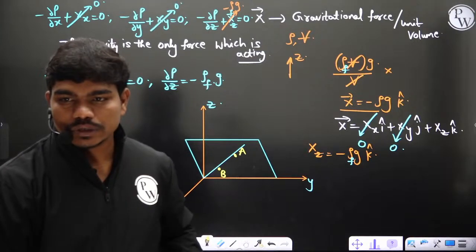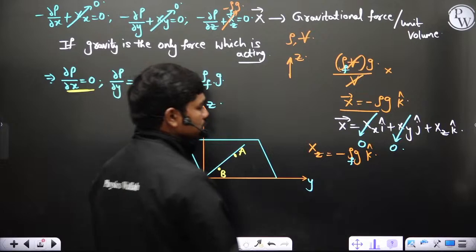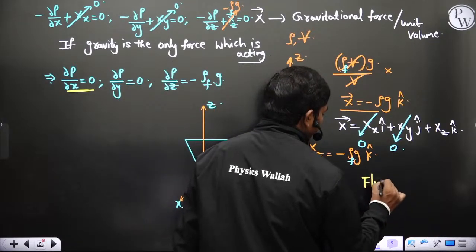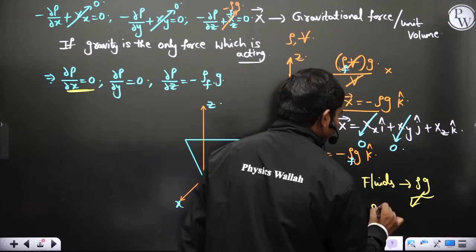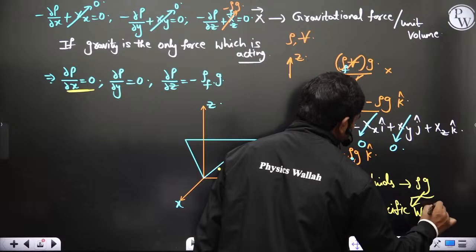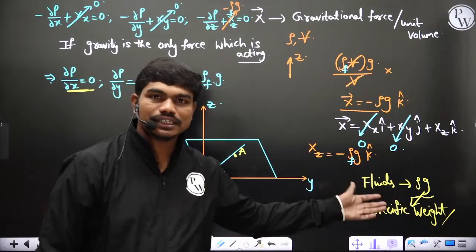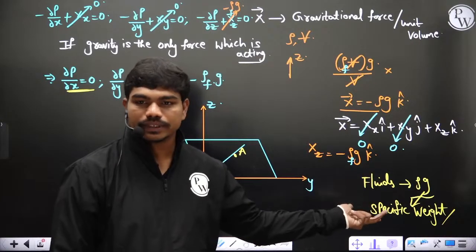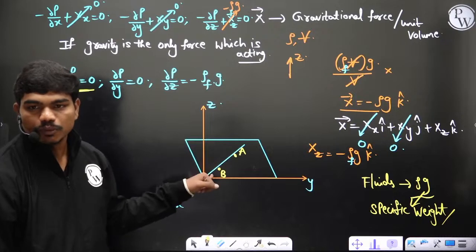Gravity force per unit volume is called specific weight. Yes, of course. Rho g is actually called the specific weight. Normally in case of fluids, this rho g is called specific weight. Weight per unit volume, like how you have extensive and intensive properties, similarly weight per unit volume is called specific weight. That's it. Okay, so can anyone tell me what is the pressure difference between these 2 points A and B?